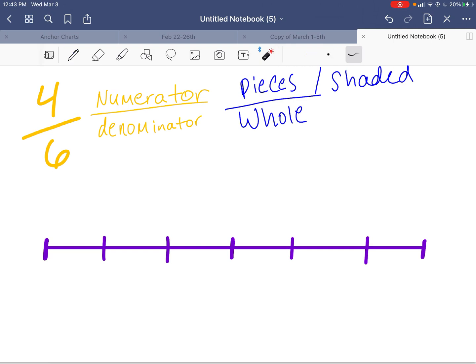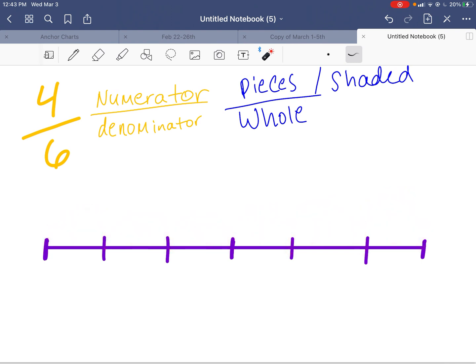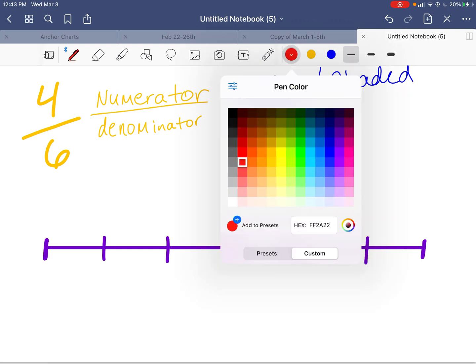So when we look at a number line like this one, it's already partitioned for us, and you will see there are 1, 2, 3, 4, 5, 6 equal pieces. This is 1, this is 2, this is 3, this is 4, this is 5, this is 6. Okay, so if we were to continue with this, we could see a couple different things. All right, let me change my color here.